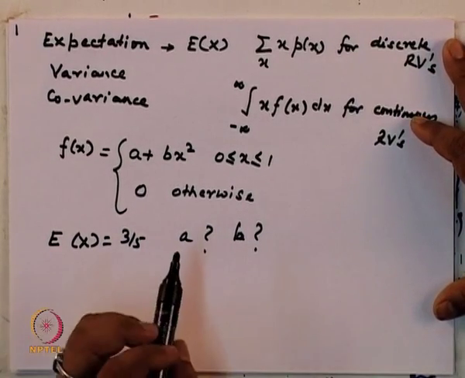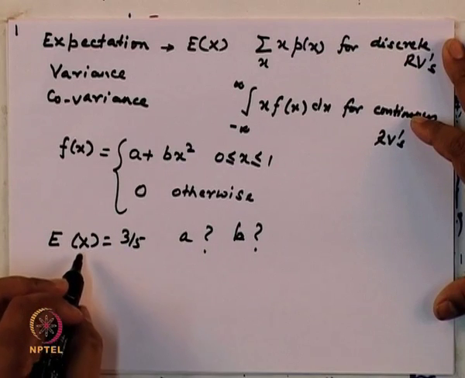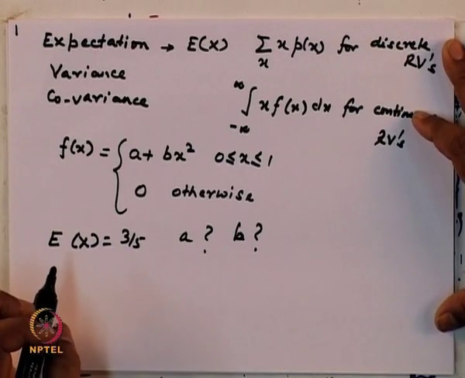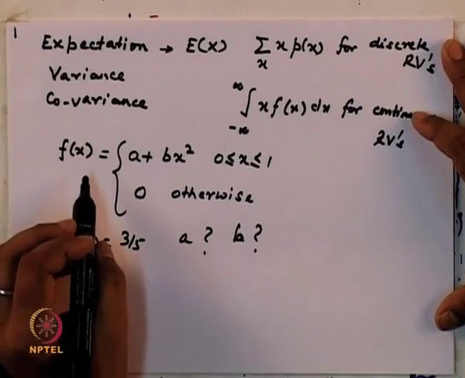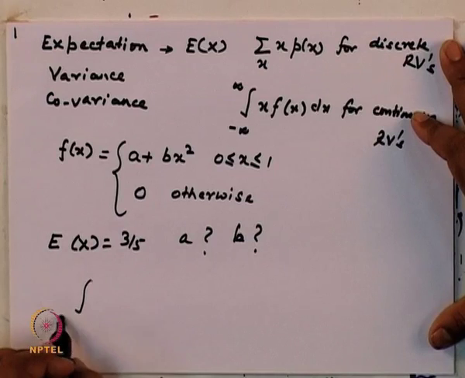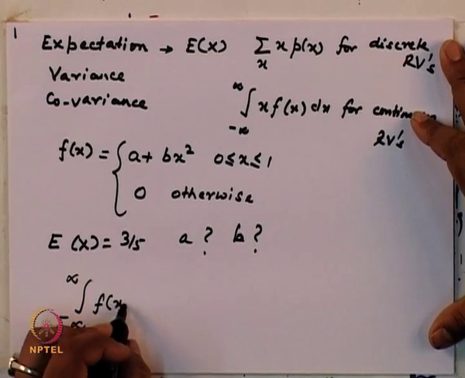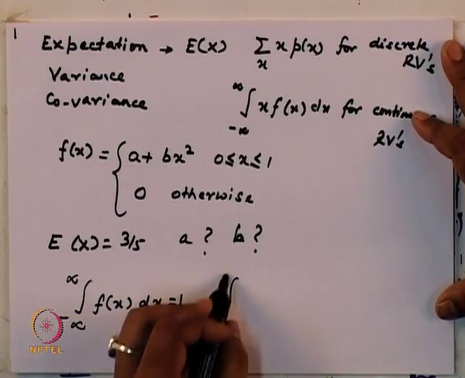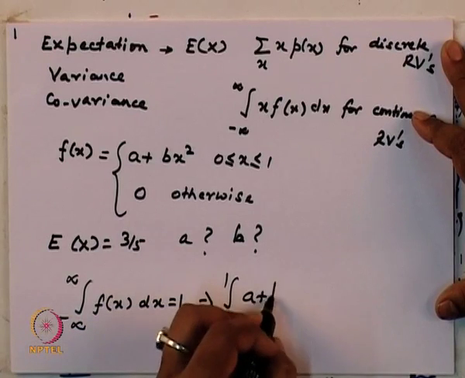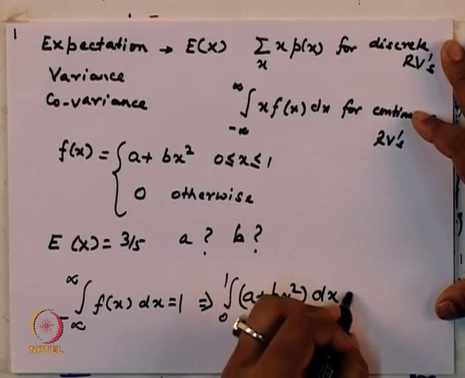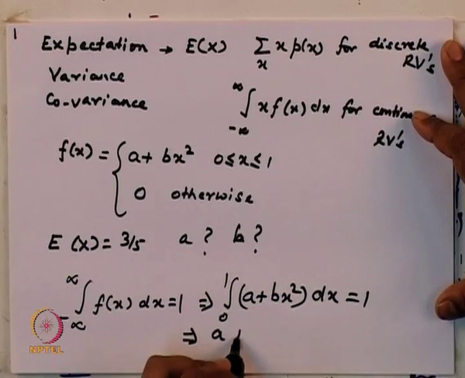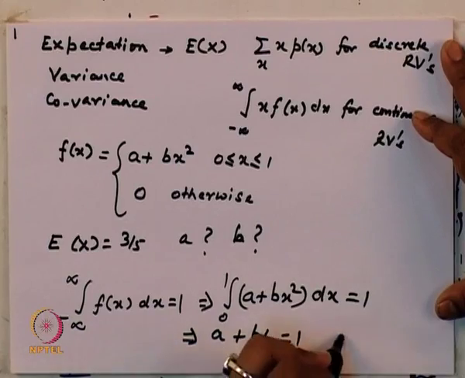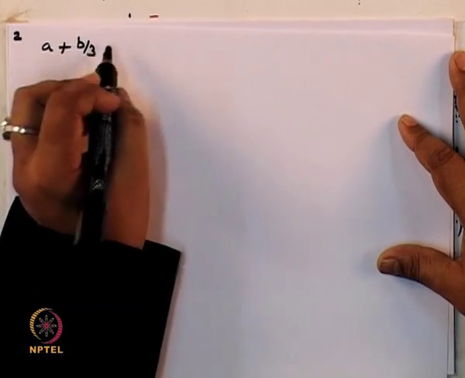So we essentially have two unknowns in this problem, a and b, and we are given this condition E of x equal to 3/5. So how do we go about it? Since f(x) is a probability density function, we know that the integral from minus infinity to infinity of f(x) dx is equal to 1. This gives us one equation. So this is equation 1. I can write a plus b by 3 equal to 1.